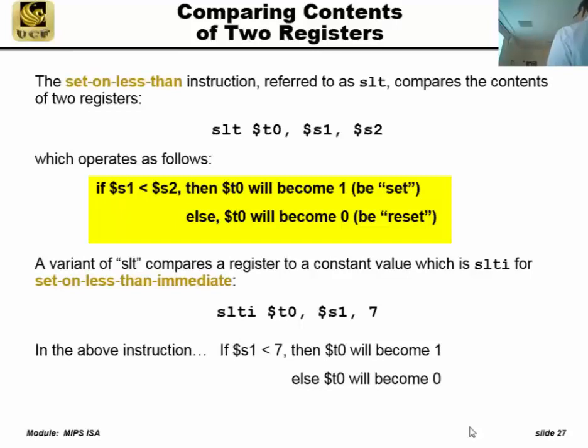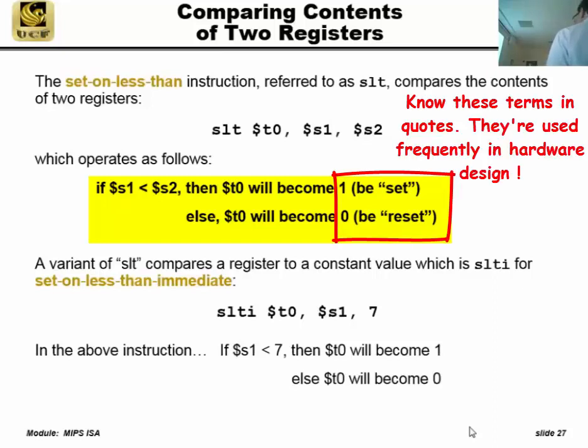Then $t0 becomes 1, for which we use the word set. If I set a flip-flop, it means I load it with 1. If I reset a flip-flop, I load it with 0. Get used to these words, set and reset. As electrical engineers, we know when we set a value, it's going to the high voltage. If that's 1.2 volts, that wire is now 1.2. We've set that condition. If we reset, it means make it 0 volts.